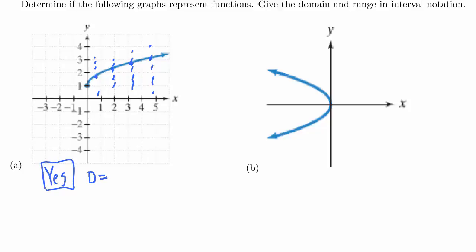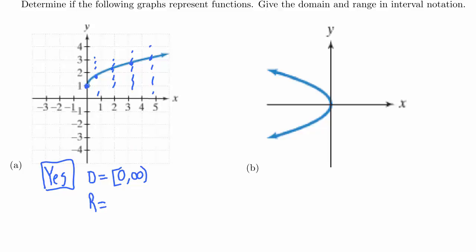Now let's look at the domain. Notice that the domain is always just the x values. It starts right here and it's going to the right. In other words, you start at 0 and you go to infinity. Now, do I include 0? And the answer is yes, because this is a closed circle. Therefore, I include 0.